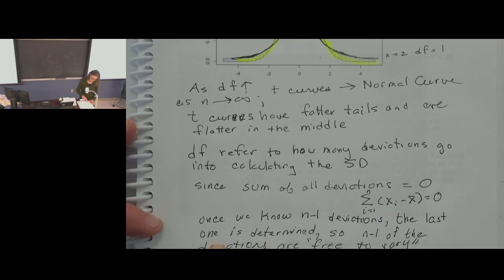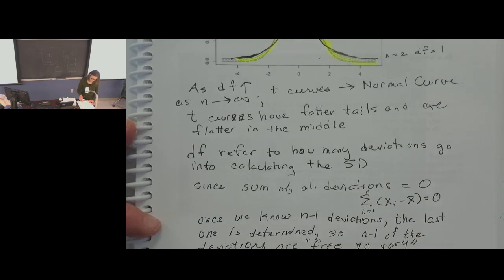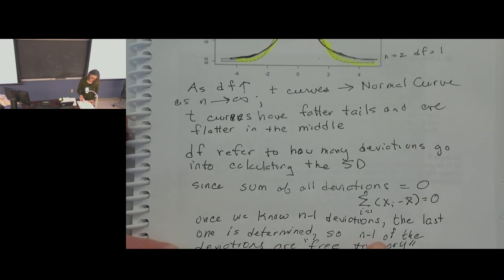But once you know them, so n, this is why the degrees of freedom. The last one's determined. So n minus 1 of the deviations are free to vary. So the degrees of freedom, that's what this stands for. Degrees of freedom are how many of your deviations are free to vary. We call it df is equal to n minus 1.